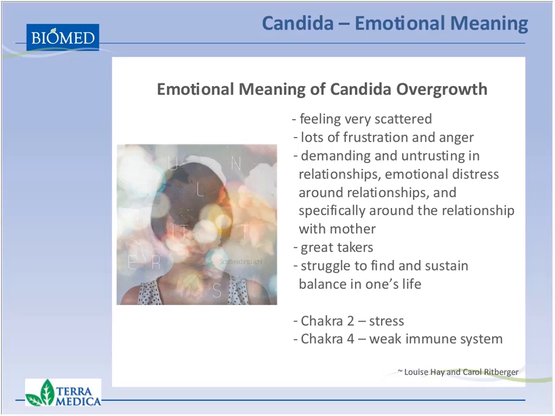Two of the remedies that could help address these types of things would be the chakra 2 remedy, which is called Shavita number 2, or chakra 4, which is Shavita number 4. Chakra 2 is dealing with stress, and chakra 4 is dealing with strengthening the immune system.